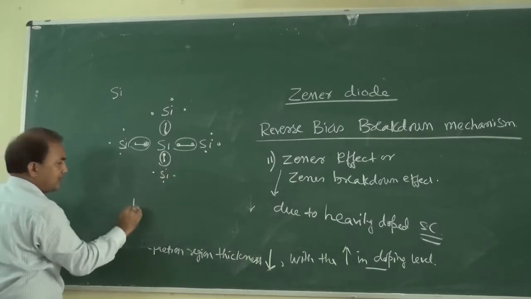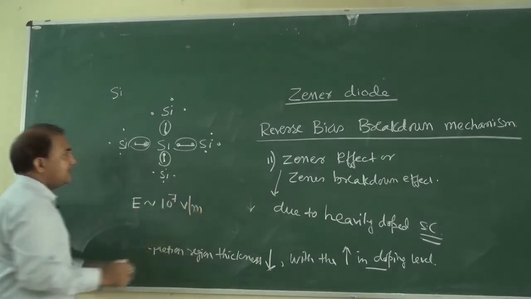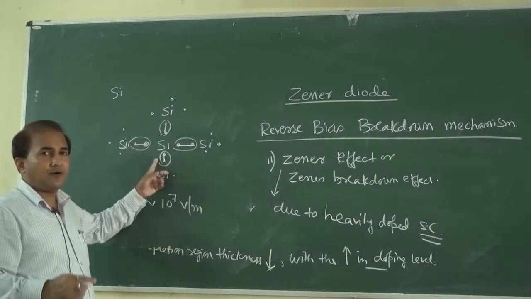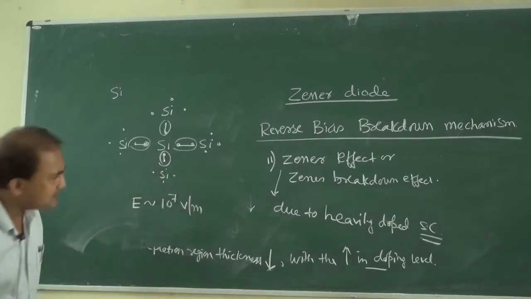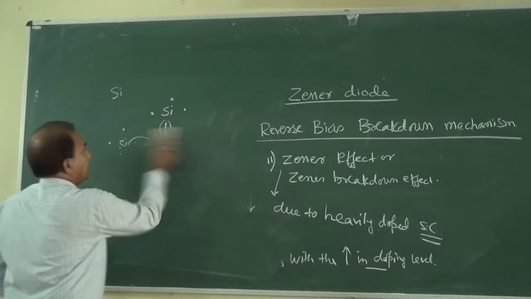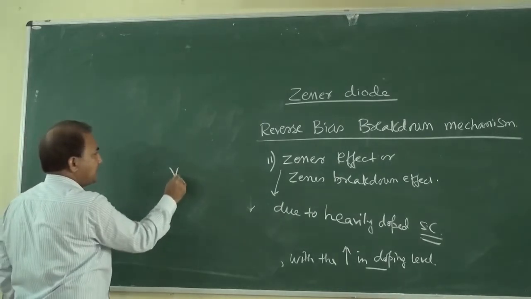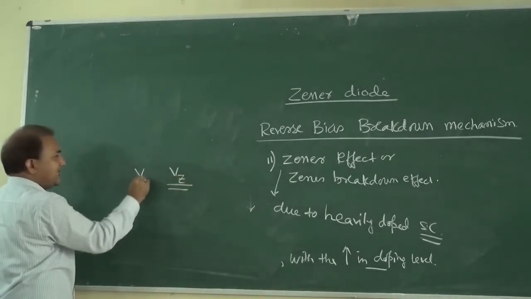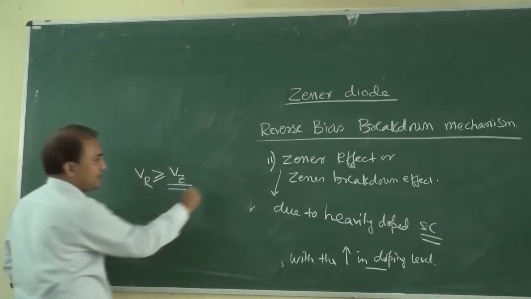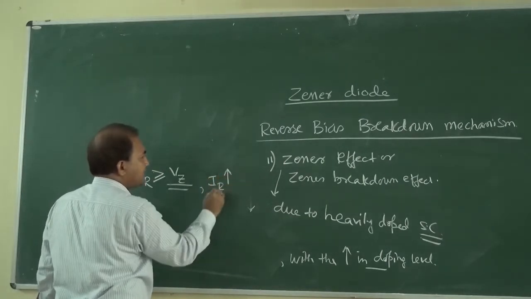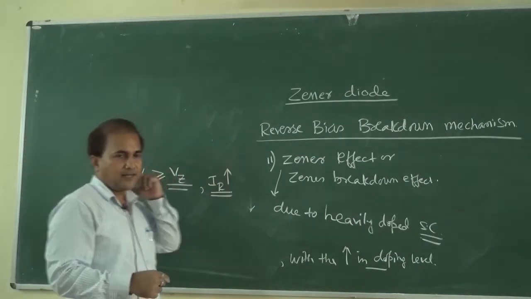Okay, but when E is approximately in the range of 10 to the power 7 volt per meter, then this will break the covalent bond and make the charge carriers free. So due to this, a very large current is observed in the reverse bias condition after the breakdown. The breakdown voltage, say it is Vz. So if Vr is greater than or equal to Vz, then a very large value of reverse current will be seen. So this is due to the Zener effect.